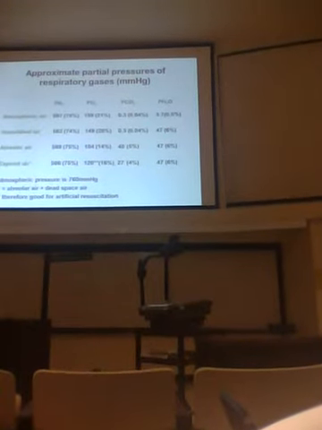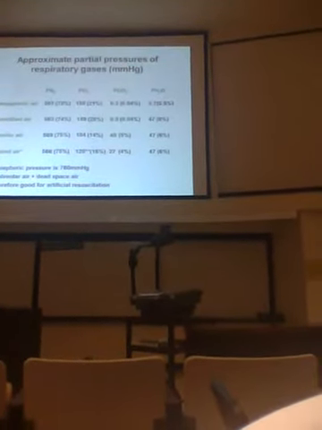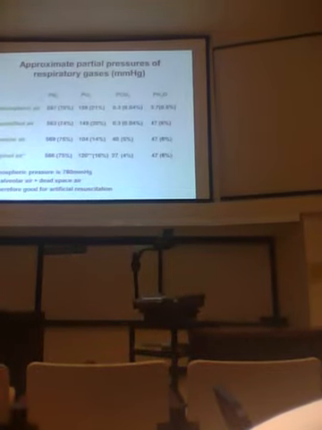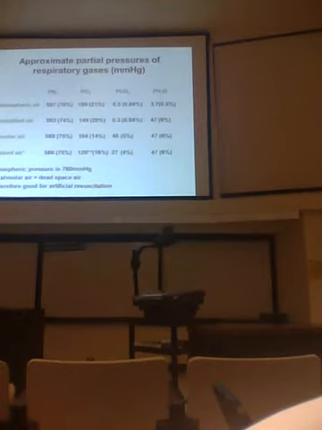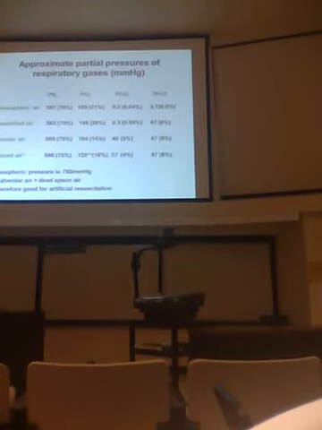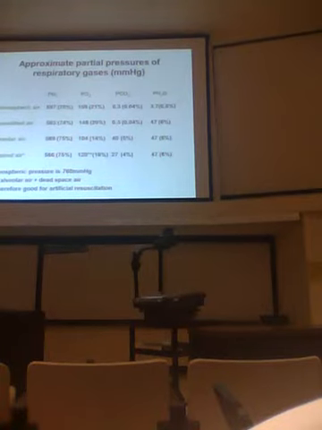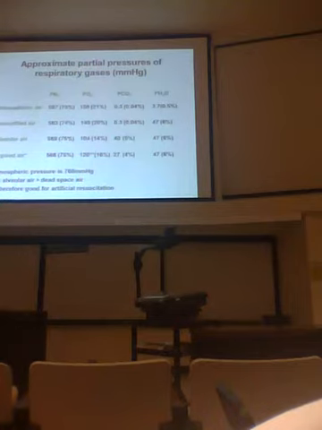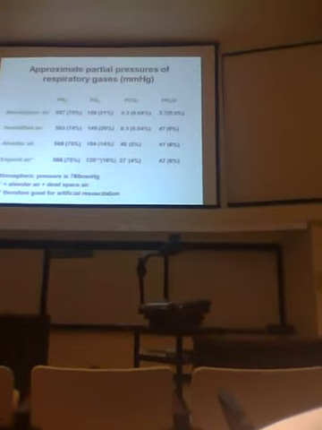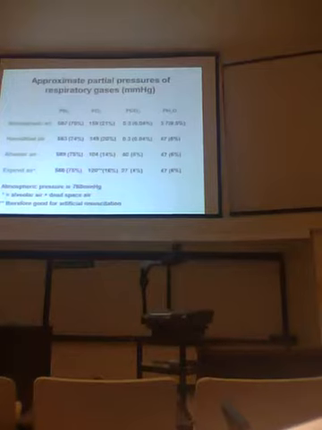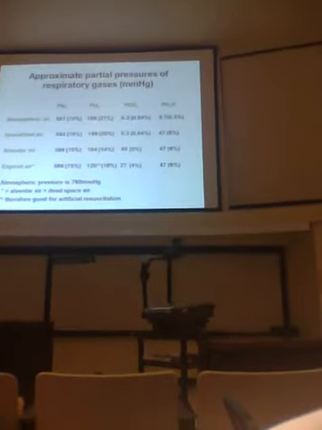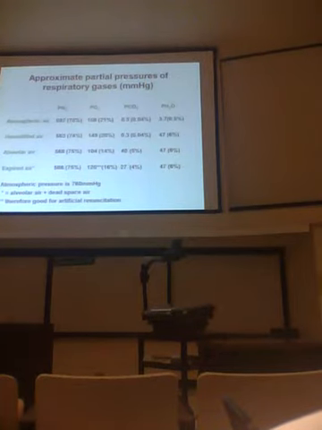So let's just focus on the first row here, atmospheric air. We can either look at the actual partial pressure, so for nitrogen 597 millimeters of mercury, or we can look at the percentage of nitrogen in the atmospheric air. Let's look at the percentages first, because it's easier to grasp, but they're essentially the same as the partial pressure numbers. So in atmospheric air, the most abundant gas is nitrogen, 78%.